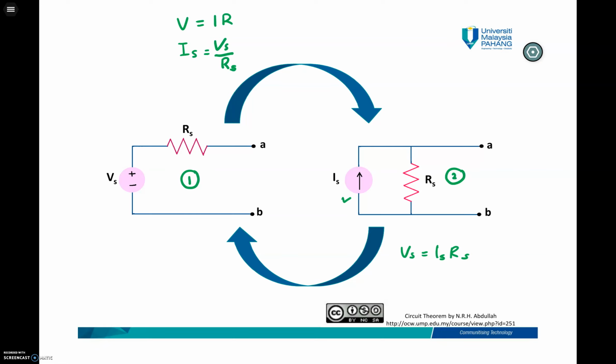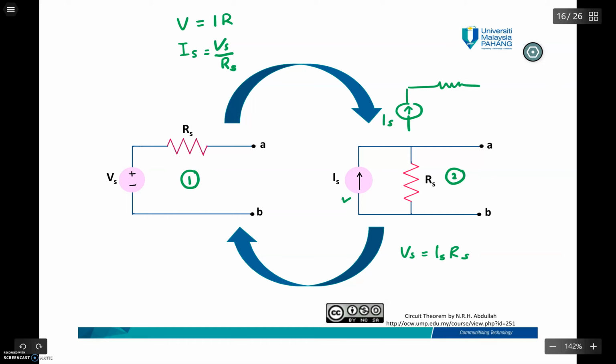Please remember the connection between Rs with the Vs and Is. For Vs, Vs must be in series with Rs. And for the Is, it must be in parallel with the Rs. What happens if you put the Is in series with the Rs? As shown here.